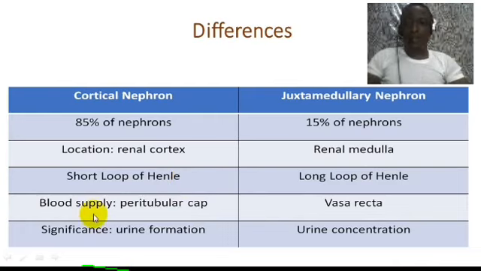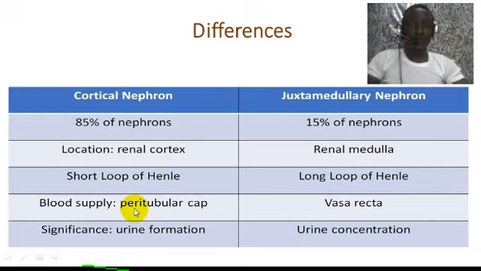The cortical nephron is supplied by the peritubular capillaries, while the juxtamedullary nephron is supplied by a type of capillary known as the vasa recta. Okay, what are their functions? Cortical nephrons are specifically important in the formation of urine, whereas the juxtamedullary nephrons are specifically concerned with urine concentration and dilution.